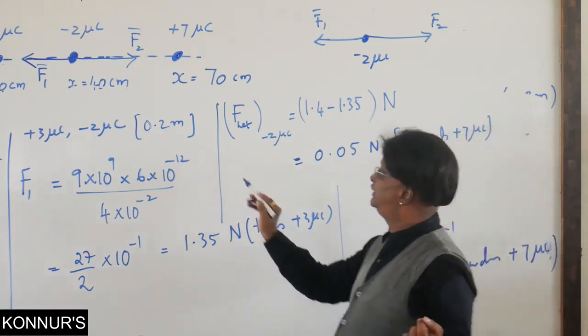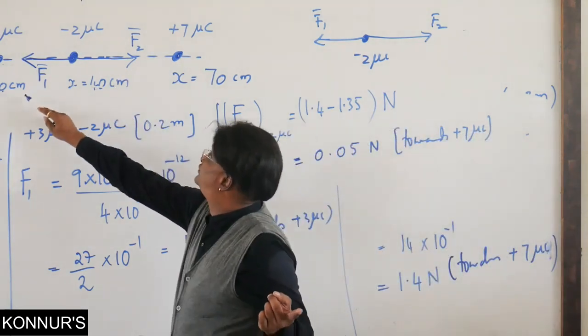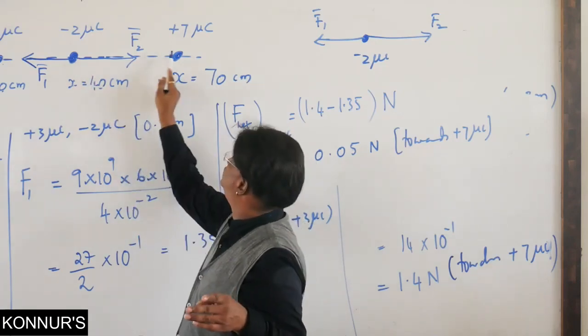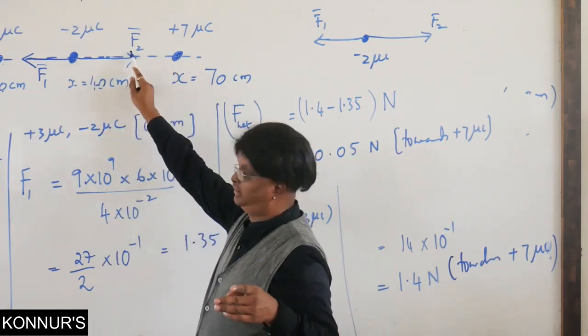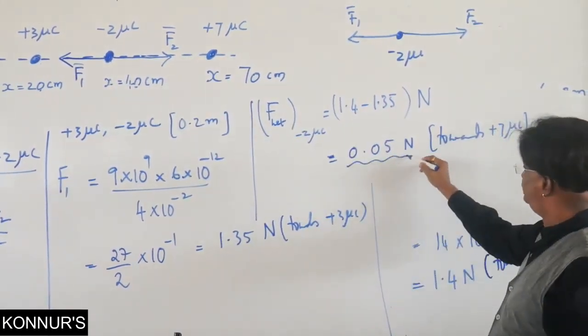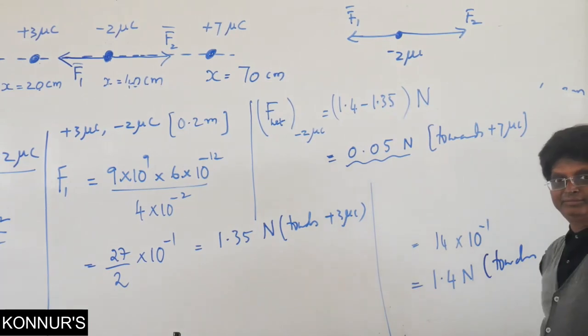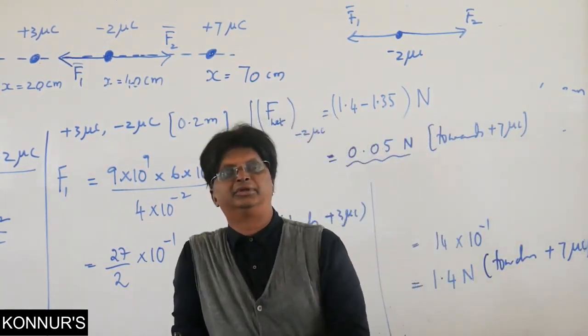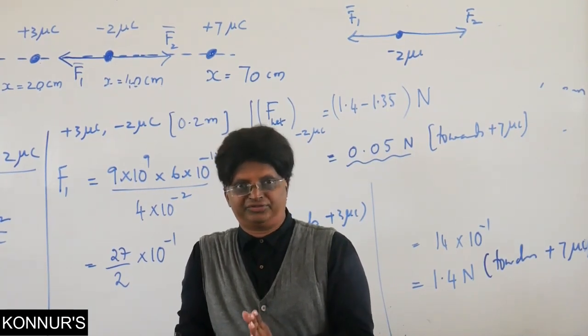It is towards plus 7 microcoulomb. Why? Because see here, plus 3 and plus 7. Which will have more attraction? Because the magnitude is the same, it will have more attraction. F2 value is higher. So final answer is 0.05 Newton towards plus 7 microcoulomb. So this is how examples go for system of multiple charges.